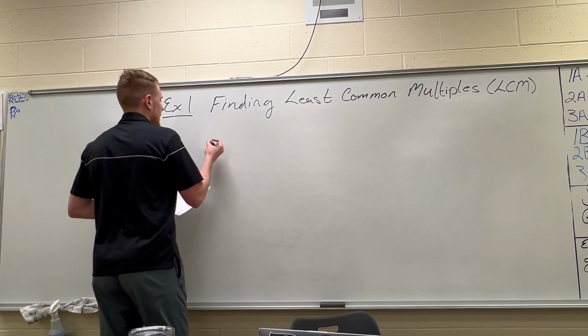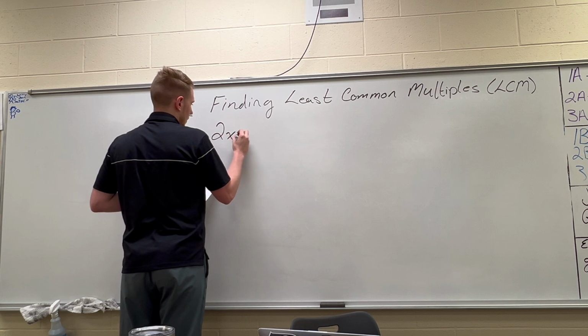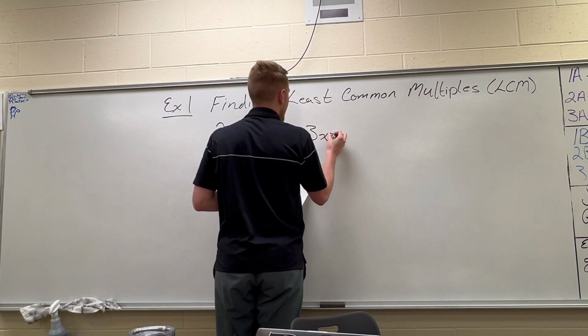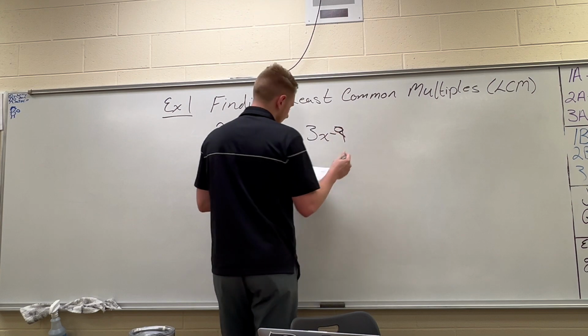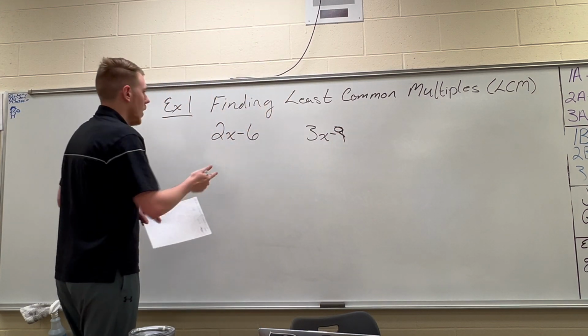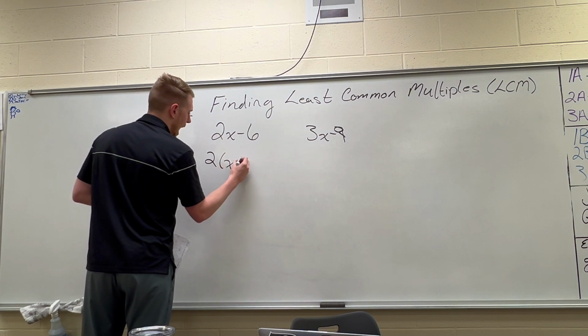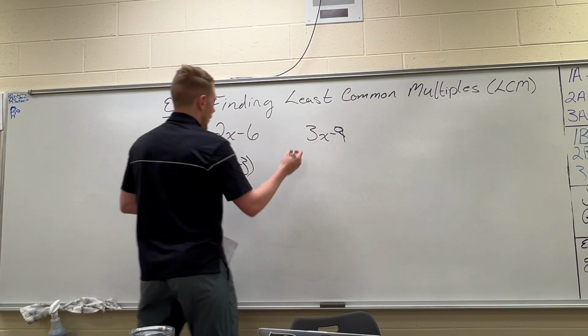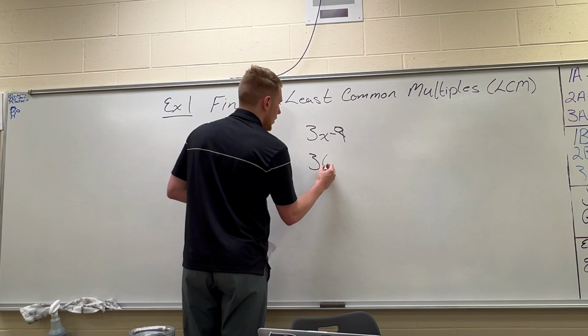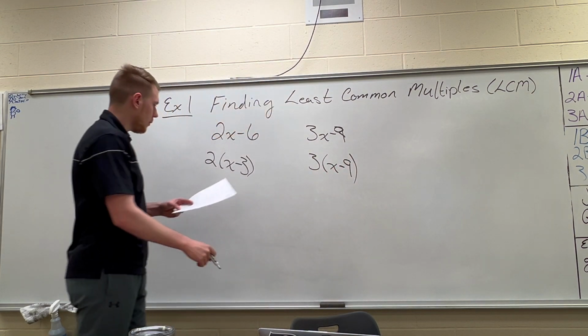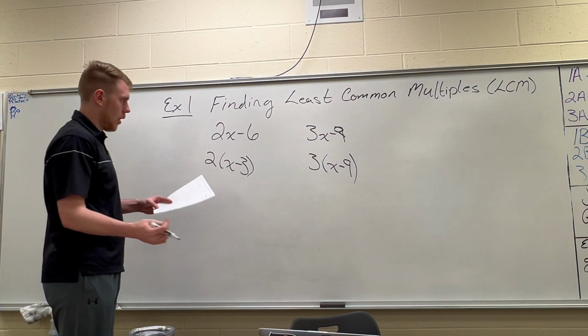2x minus 6 and 3x minus 9. Okay, GCF first. 2 is x minus 3. And over here, 3 leaves me with x minus 3. All right. Now what do I do?